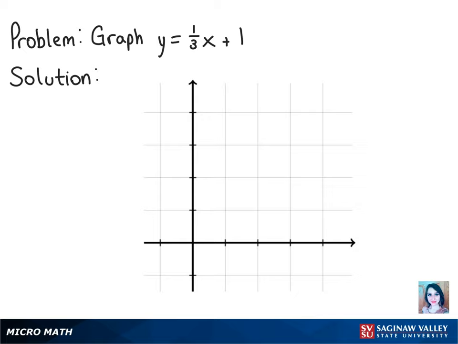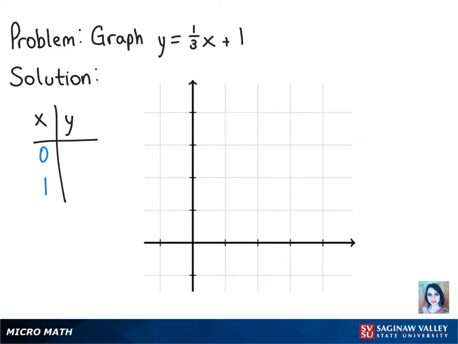So we want to graph the line y equals 1/3 x plus 1. And one way we can do that is by coming up with a couple of points and then graphing those individually. So let's make our x and y values. We can start with 0 and 1 for our x's. And then once we plug those into the equation, we can get our y values.